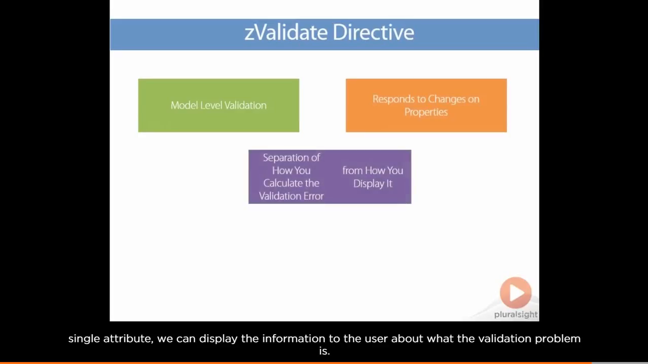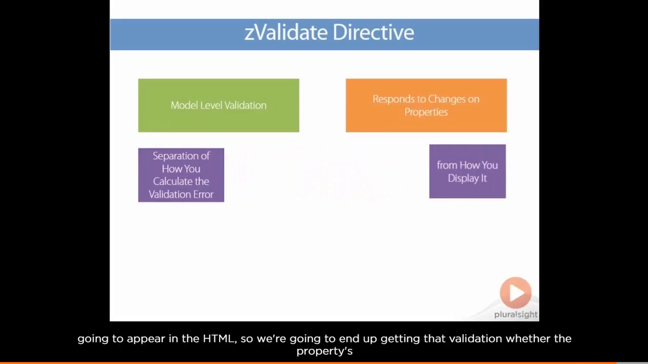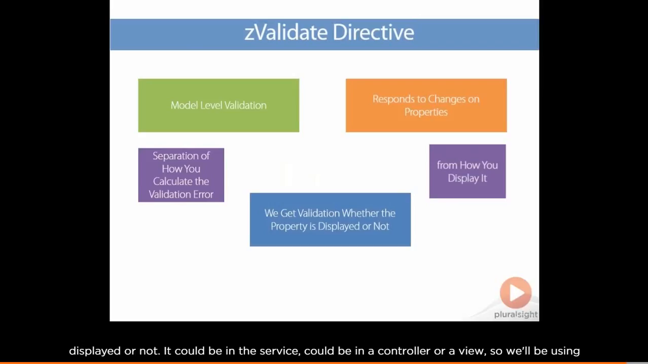And in the HTML, with a single attribute, we can display the information to the user about what the validation problem is. And the key here is that we're going to be able to separate out how you calculate the validation error from how you display it. How you calculate it is going to be in your models, and how you display it is only going to appear in the HTML. So we're going to end up getting that validation whether the property is displayed or not. It could be in a service, a controller, or a view. So we'll be using model level validation, and let's go add that to our code.